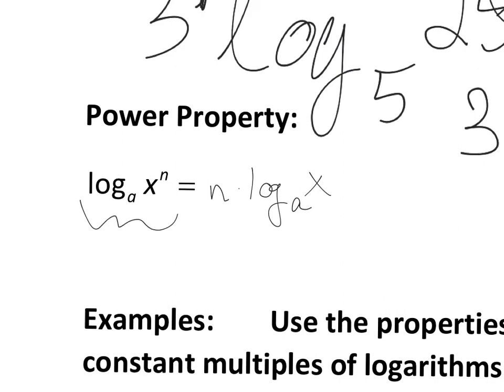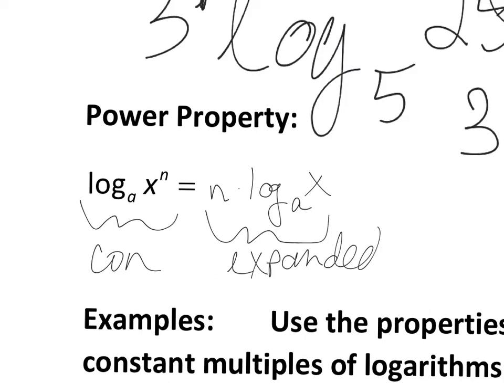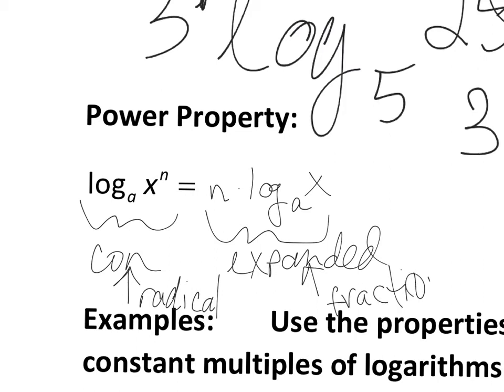This right here is considered condensed form. This right here is considered expanded form. And note, when that exponent is a radical, in this form you are going to write it as a radical, right? Like square root, cube root, etc. Over here you're going to write it as a fraction. So the square root is 1/2 as an exponent.